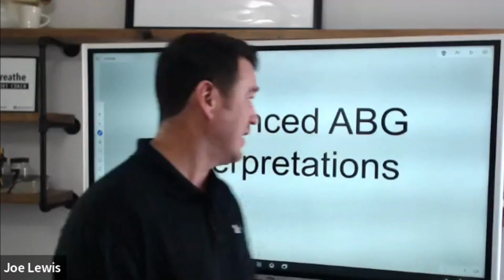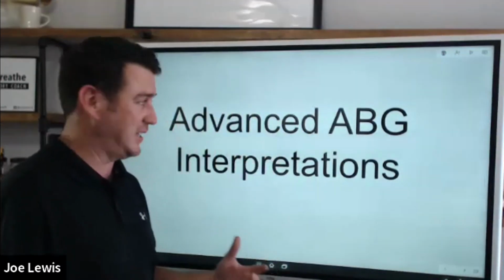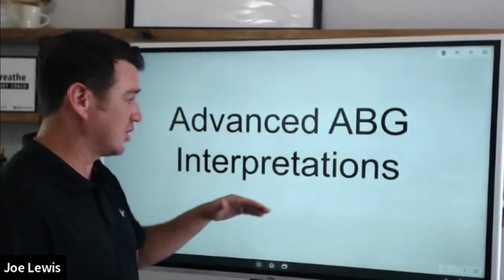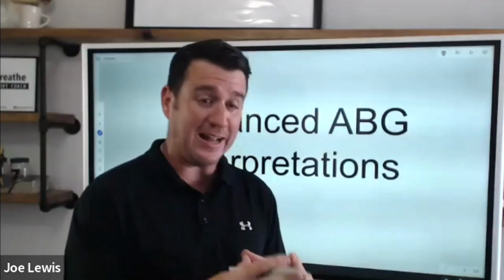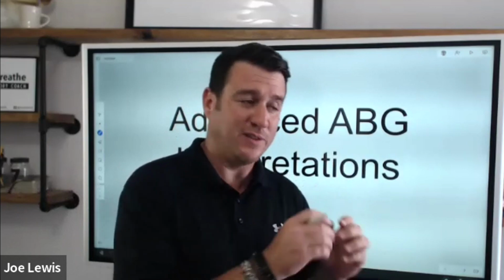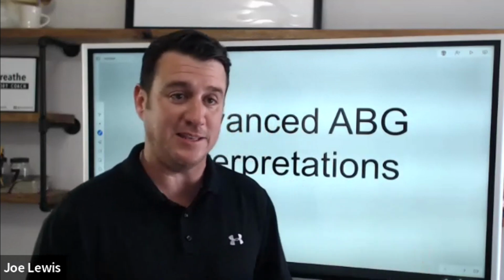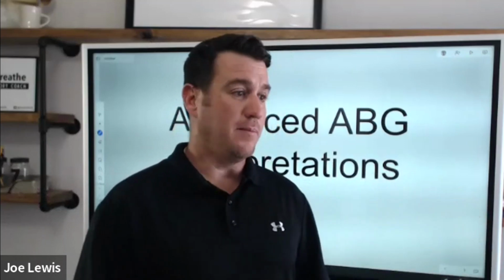Let's learn something together. Now, the topic of this presentation is advanced ABG interpretations. Where this comes from is I teach college here at a local community college, and my students learn how to interpret blood gases. So I give them a blood gas and I say, interpret that blood gas. And they say something like uncompensated respiratory alkalosis, maybe fully compensated respiratory acidosis. And I say, perfect. What does that mean to you? And that's where it gets tricky.